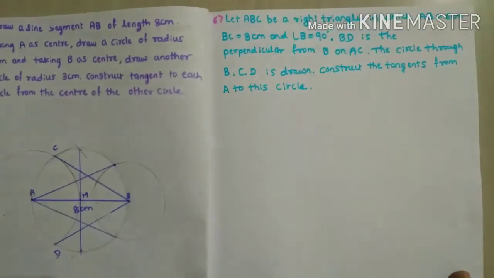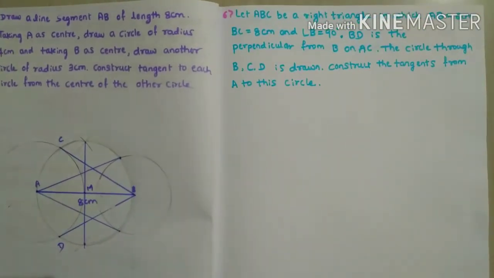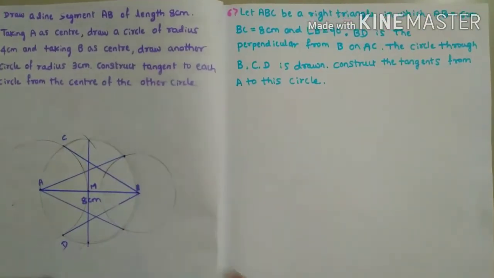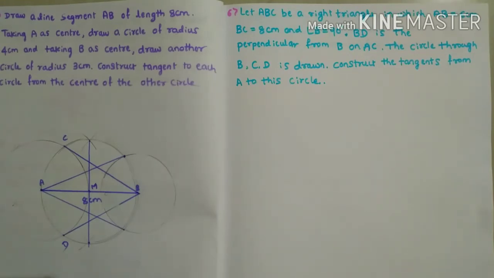Now we'll see the sixth sum, what they have given. Let ABC be a right triangle in which AB equal to 6 centimeter, BC equal to 8 centimeter and angle B equal to 90 degree. BD is the perpendicular from B on AC. The circle through B, C, D is drawn. Construct the tangents from A to this circle.